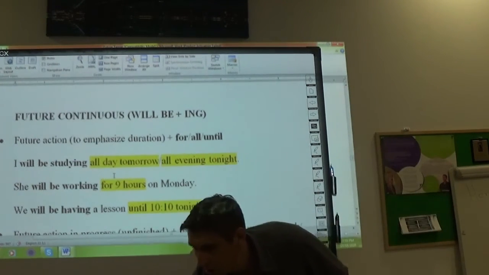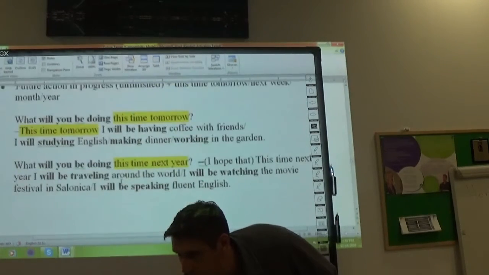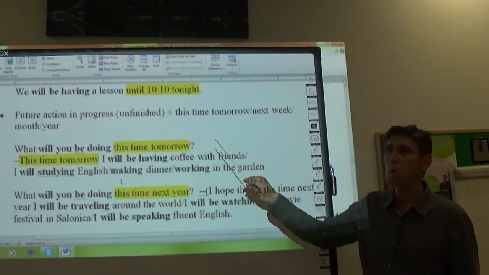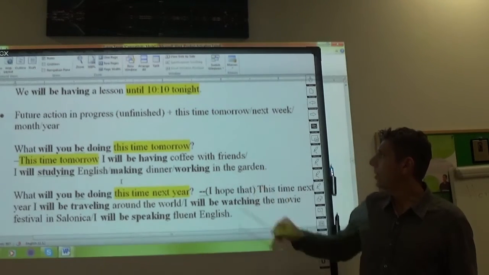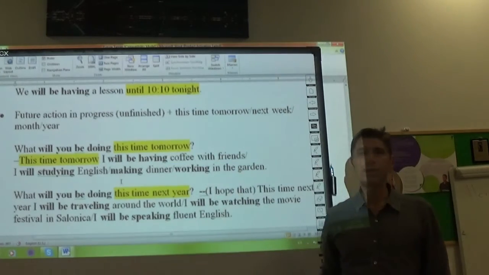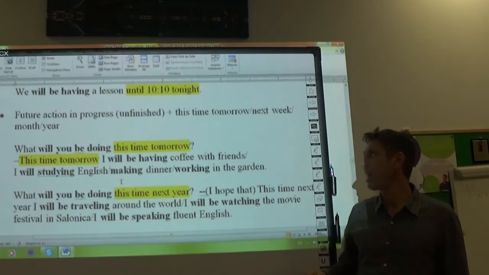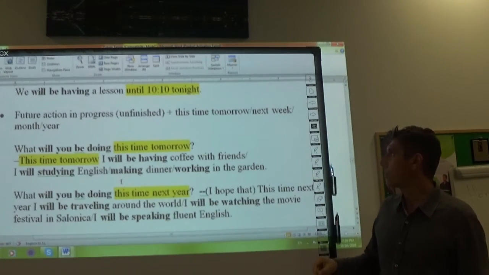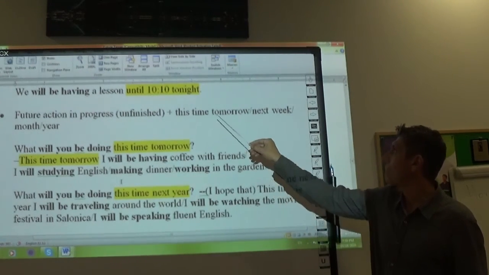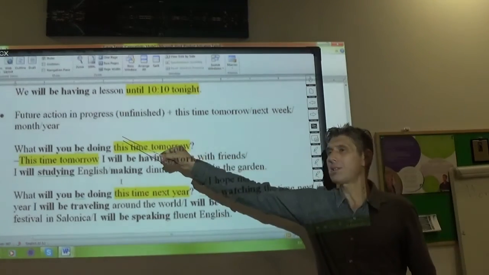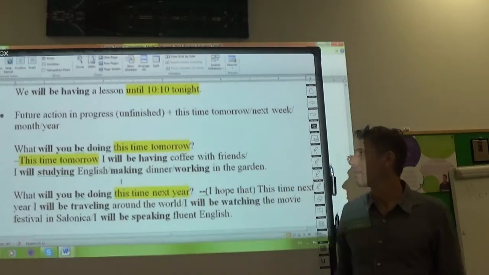Another use of the future continuous is for a future action which will be in progress at a specific time in the future. And when we say in progress, we mean that this future action will not be finished yet. And oftentimes we use the future continuous with the expressions this time tomorrow, this time next week, this time next month, this time next year.